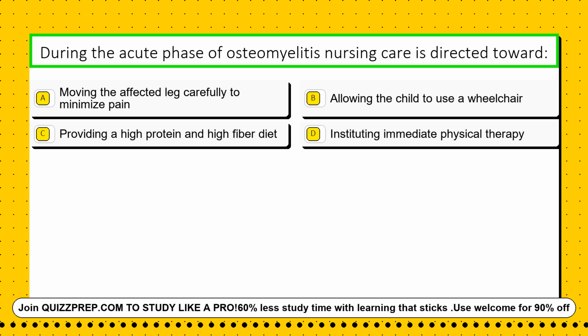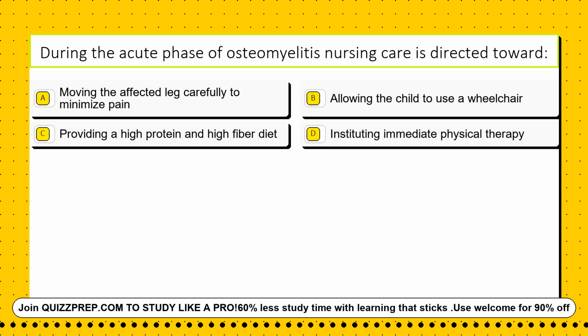Question 97. During the acute phase of osteomyelitis, nursing care is directed toward: Option A. Moving the affected leg carefully to minimize pain. Option B. Allowing the child to use a wheelchair. Option C. Providing a high-protein and high-fiber diet. Option D. Instituting immediate physical therapy.